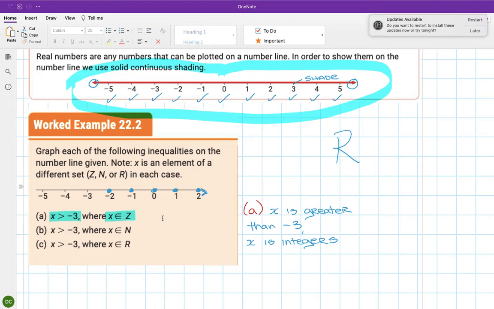Okay, so the second one actually says the exact same thing. So that's the exact same. X is greater than -3. But this time it says that x is part of the natural number set.